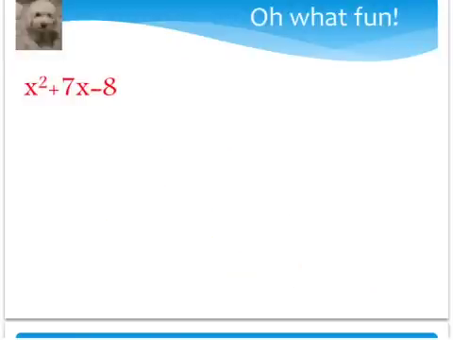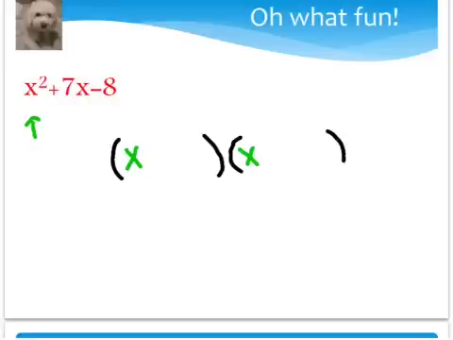Let's do it again. We draw our binomials here. I want the factors of x squared, so that's x and x. Factors of 8: you don't always have to write them, but 8 and 1, 4 and 2, it's good to write them. I want them to add or subtract to give me 7. The only ones that work are 8 and 1.